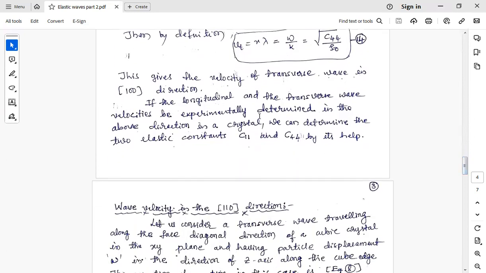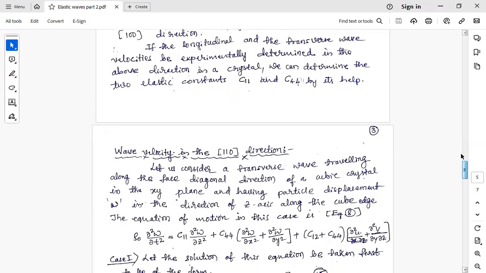Okay. So if the longitudinal and transverse wave velocities are experimentally determined in the 100 direction in a crystal, we can determine the two elastic constants C11 and C44 with their help. So these two elastic stiffness constants can be determined from the equations of these velocities.